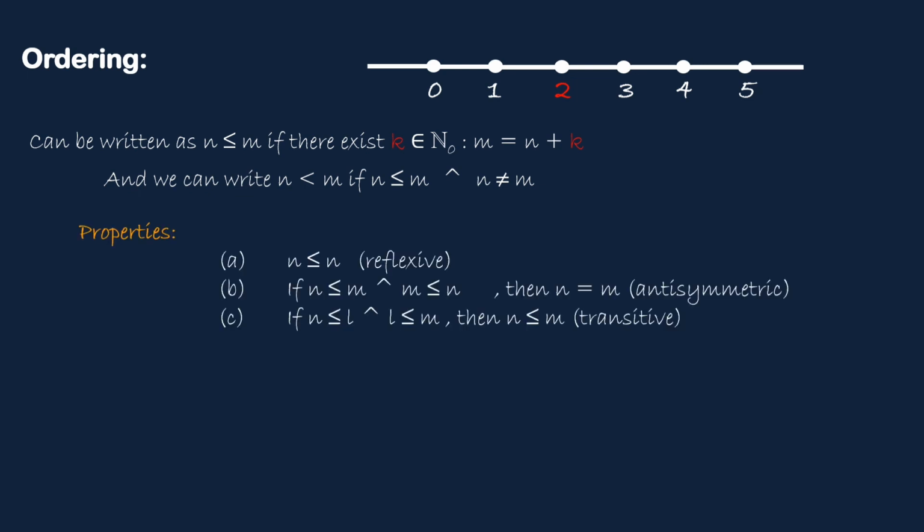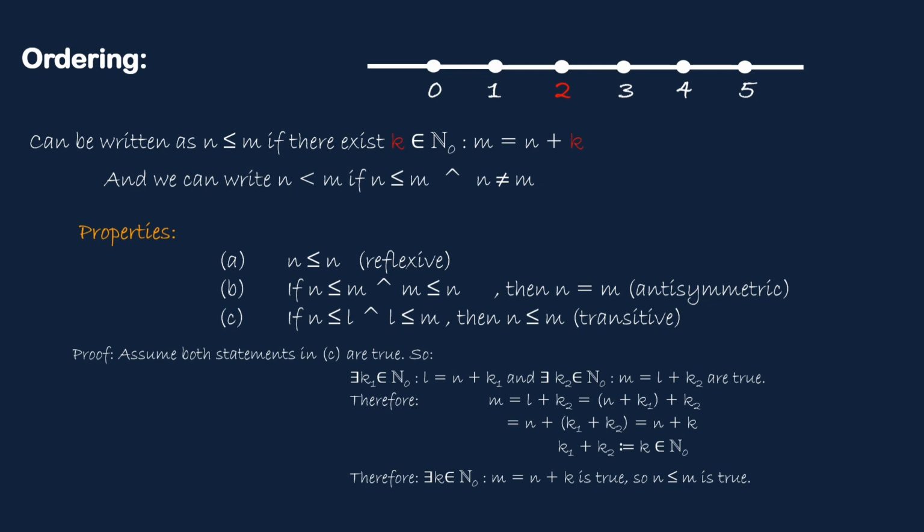So ordering has three properties. First is the reflexive property: an element is related to itself. Second is the antisymmetric property: if n is less than or equal to m and m is less than or equal to n, then n is equal to m. And the transitive property: if n is less than or equal to L and L is less than or equal to m, then we can say that n is less than or equal to m.